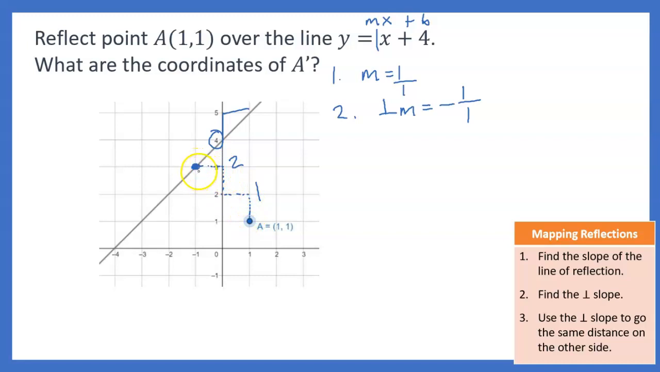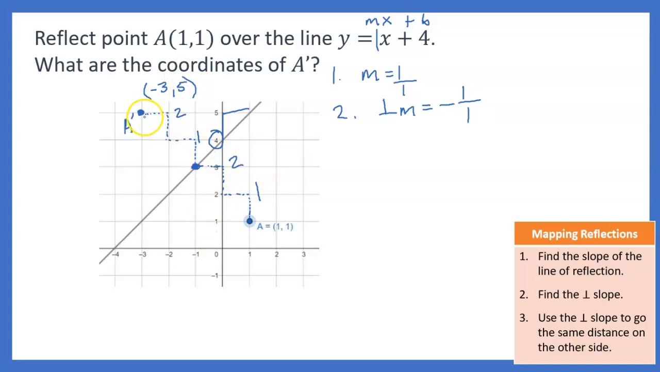We'll need to do 2 on the other side for it to be the same distance away. So we'll just keep going on the same slope. 1, there's 1, and then 2. And that is where our image lands. A prime. This is the point, -3 is our x, 5 is our y. So those are the coordinates of A prime, -3, 5.